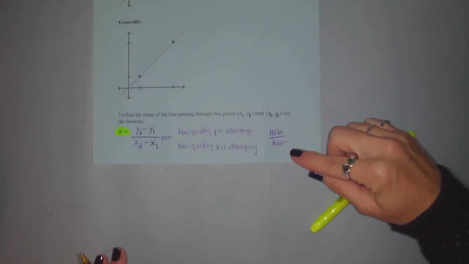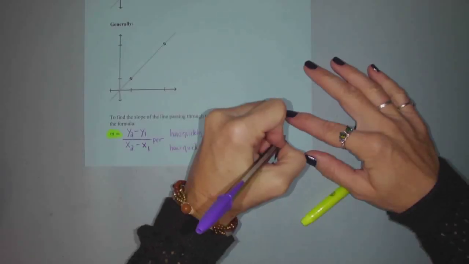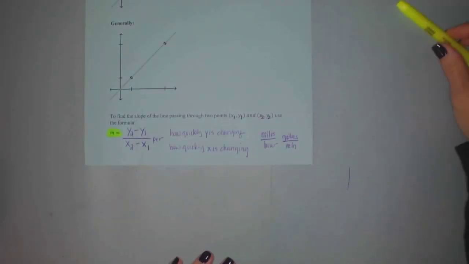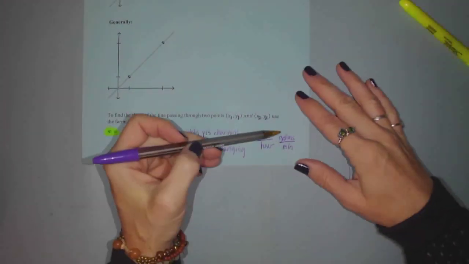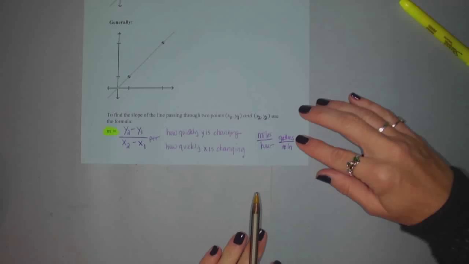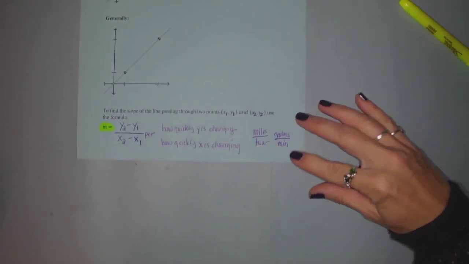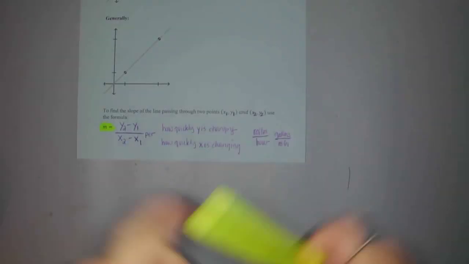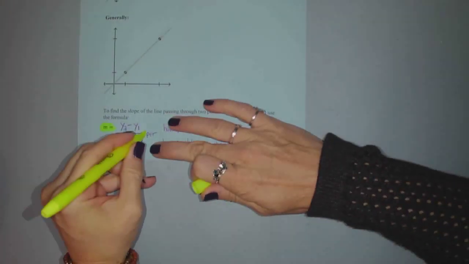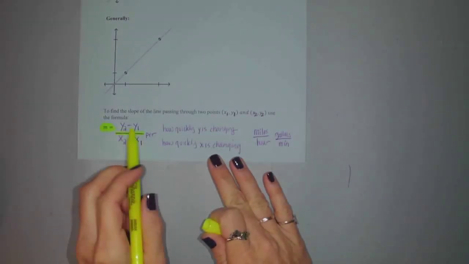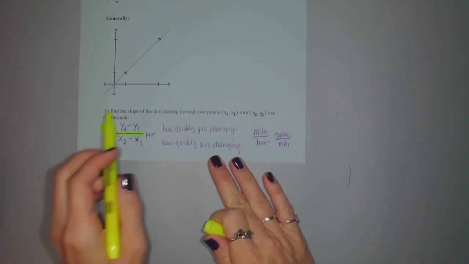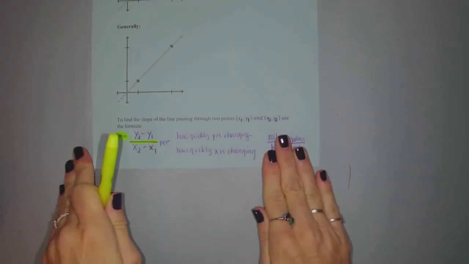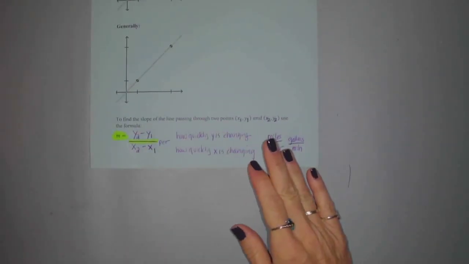It could be gallons per minute. Maybe you're filling up a bathtub and you want to know how quickly that's happening. So how many gallons are going into the tub every minute? That's a rate of change. So that's why we have the division. Okay? But why do we subtract these two and why do we subtract that two? Why is that going to give us the rate? So I want to show you why. Now we're going to get into why.